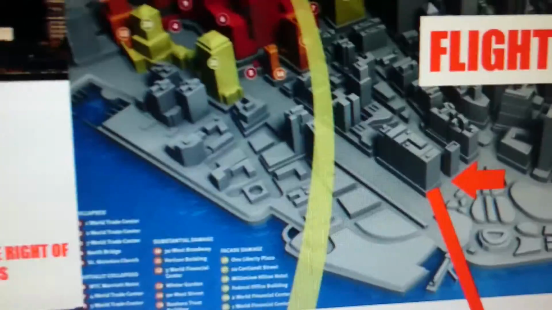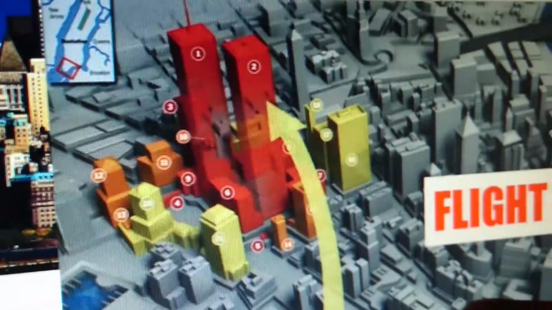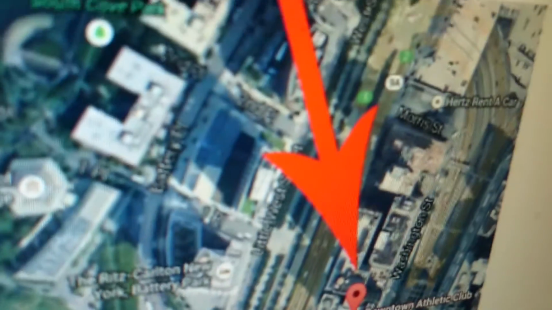So here's another diagram. Again, those buildings there are the buildings that we're talking about. The plane came from the left-hand side. It's not hard to look at a map. But there we go, the downtown club, whatever it's called.